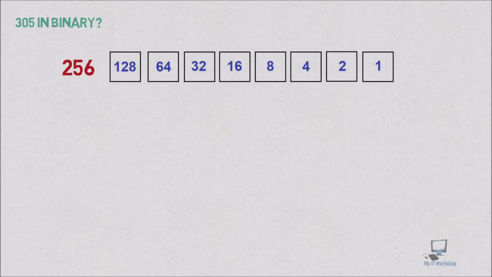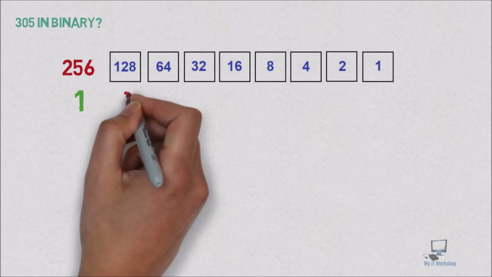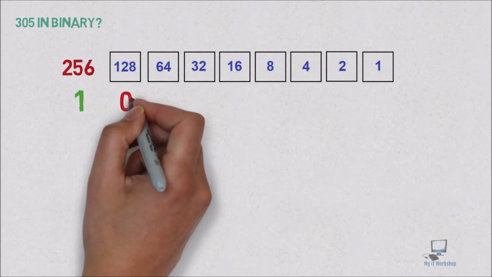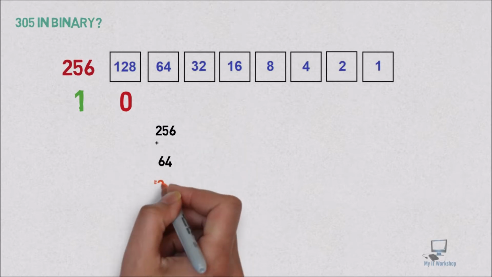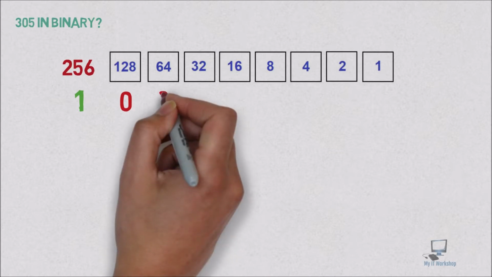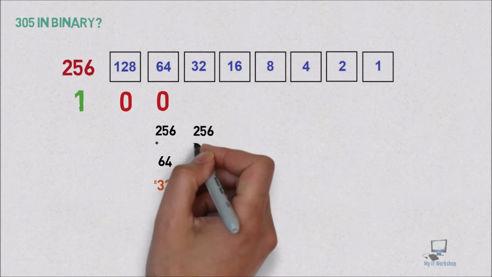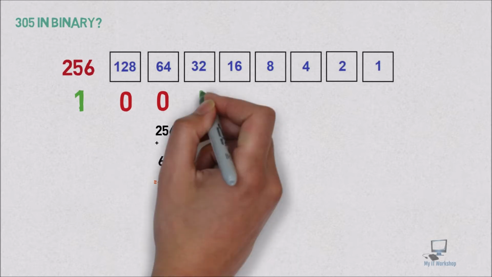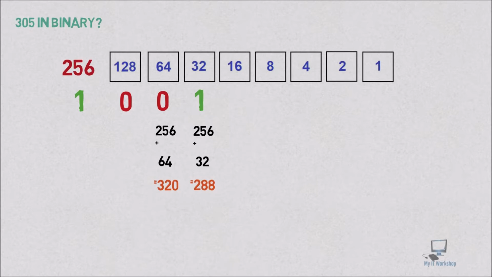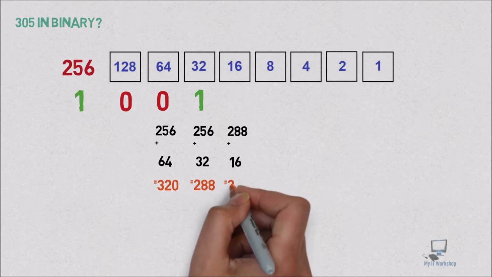Do I need 256 to represent 305? Well, yes, I need it. What about 128? It would be way too big. I don't need it. 64, I don't know. Let's try. 256 plus 64 is going to be 320. I don't need it. It's way too big. What about 32? Well, 256 plus 32 is going to be 288. I need this number because it's smaller. What about 16? 288 this time plus 16 is going to be 304.